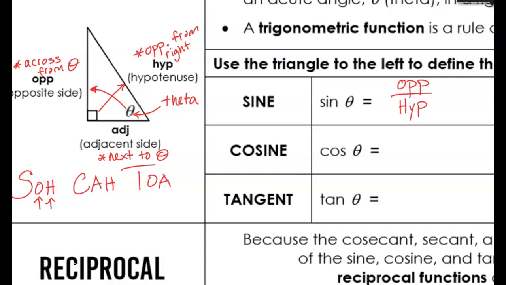Knowing that, how can we finish the cosine function? What's the ratio going to be? Adjacent over hypotenuse. And lastly, tangent. What is tangent going to be? Yes, opposite, because tangent is TOA. The T stands for tangent, then the O stands for opposite, and the A stands for adjacent. So this tells you how to write these ratios to finish the functions.